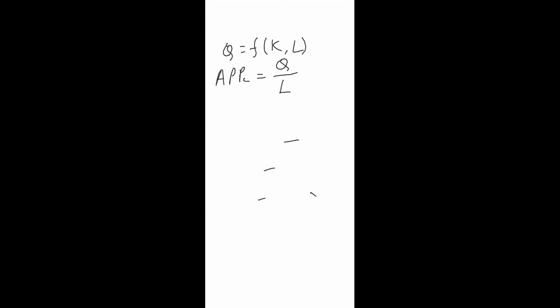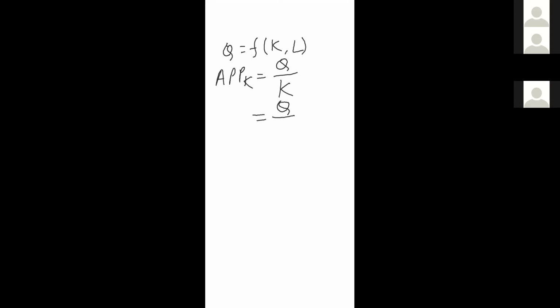Okay. Then what about average physical product of capital? What is the formula of average physical product of capital? Q by K. Yes. That means if we divide total output by total capital, then we'll get average physical product of capital. So here is Q by K. So we can write Q by K as Q by L into L by K. Can you write it this way?